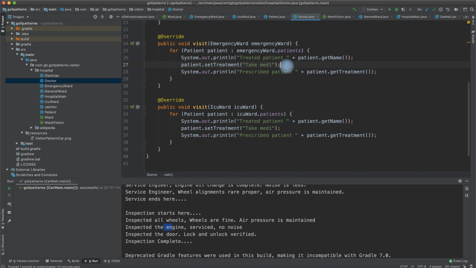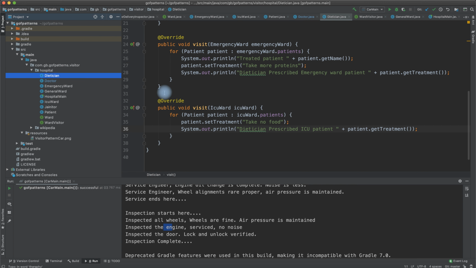So whatever you want, you may add: set treatment of prescribing. One more treatment we can add, therapy. Such kind of thing we can add. Okay, let us go to the next person, who is a dietitian.